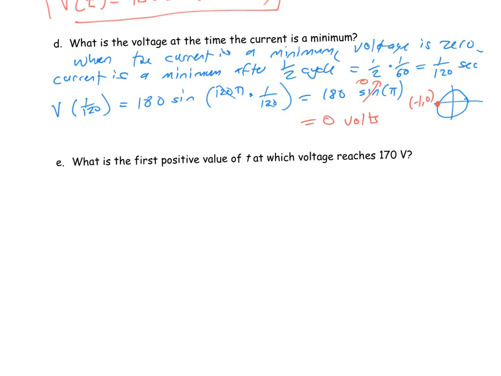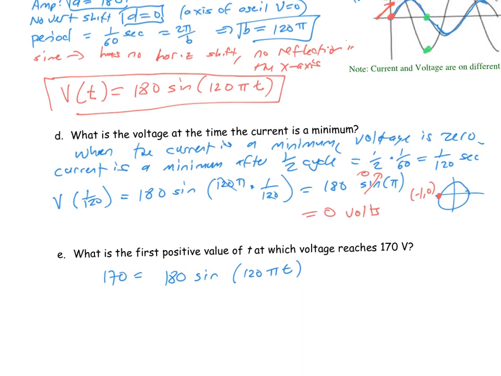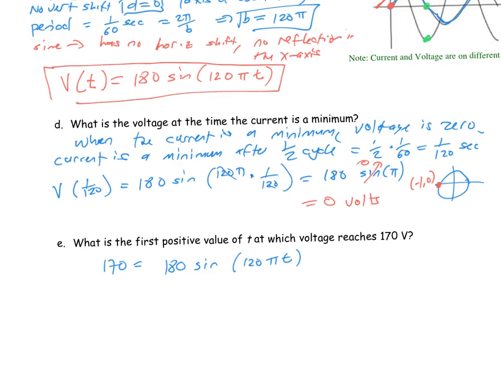For letter E, we're going to solve a trigonometric equation. It says, what is the first positive value of time at which the voltage reaches 170 volts? So here we need to solve the equation: when is 170 equal to 180 sine of 120 pi t? And that's our voltage equation that we found up above in letter C.